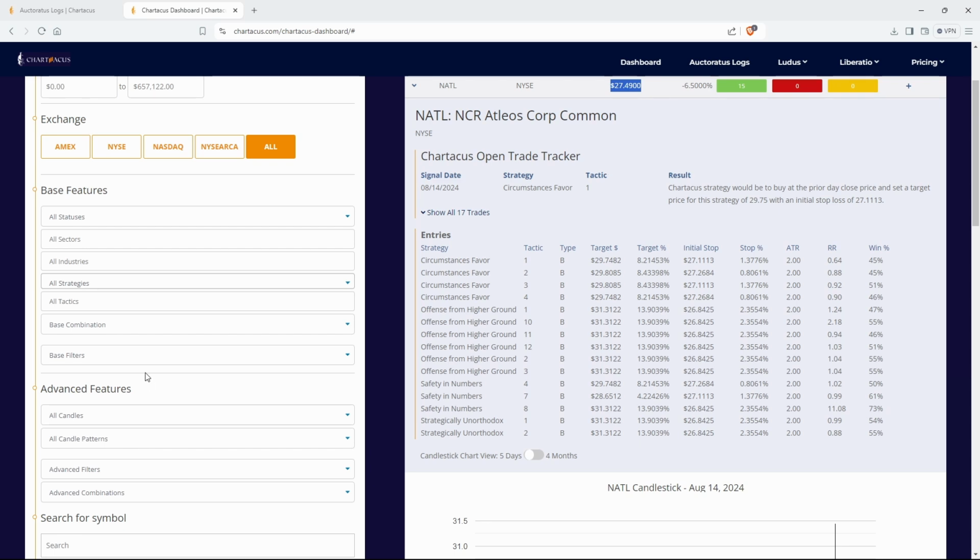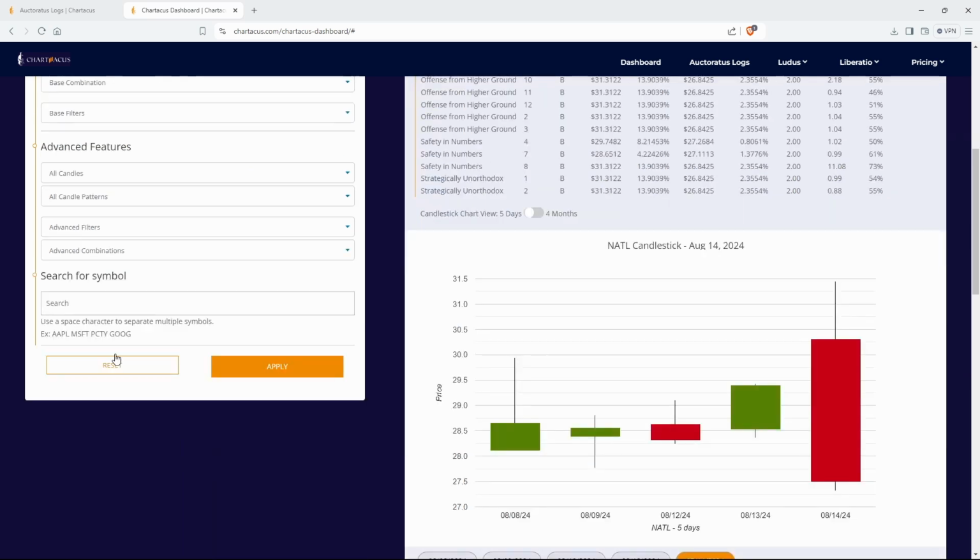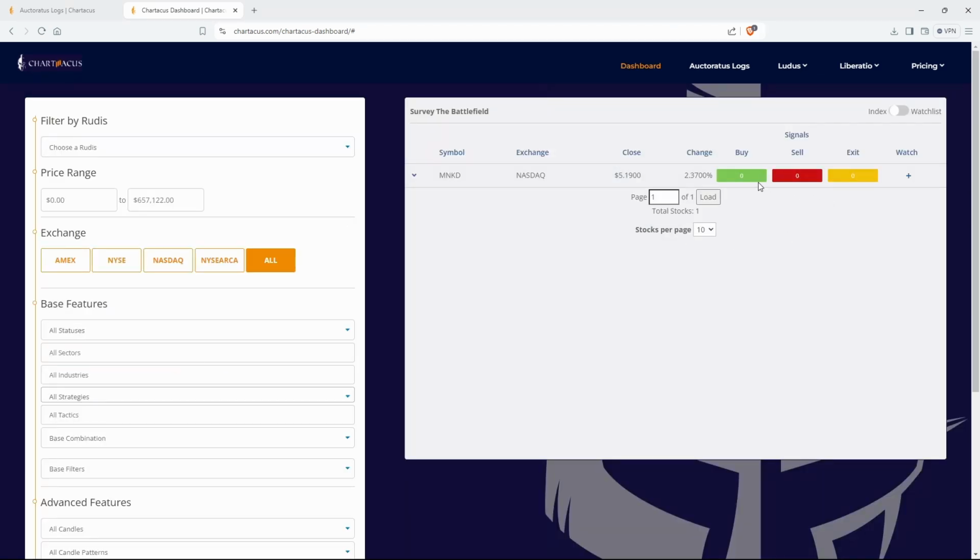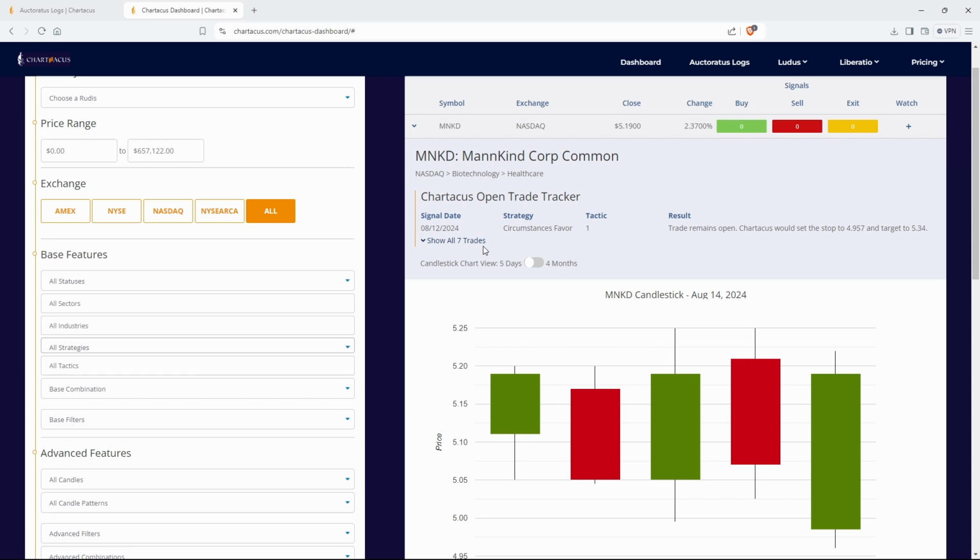Now let's look at an existing trade for MNKD, which I was looking at earlier today. Notice we have no new trades. Let's open it up. And here it says show all 7 trades. This means there must be 7 existing trades still open or Chartacus is following in the trade tracker. So let's open up the Chartacus Open Trade Tracker now.